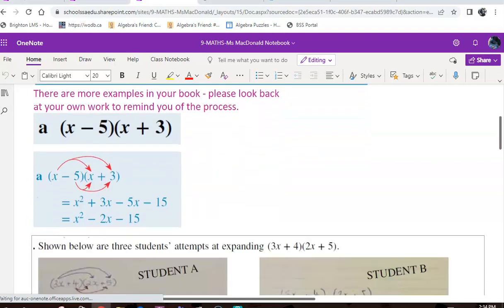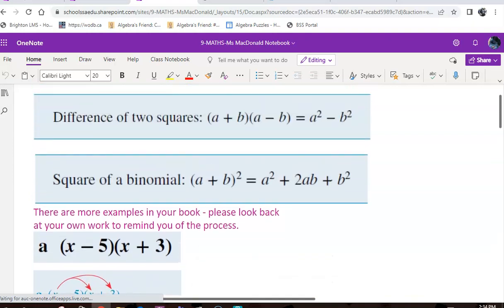Okay, so times the first bit. Everything in that second bracket gets times by the x. And everything gets then multiplied by the minus 5. We happy? Hopefully we then also looked at some shortcuts.